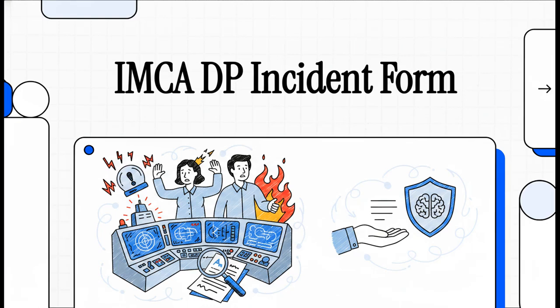Welcome. If you're a new dynamic positioning operator, or DP operator, you already know your job requires absolute, total concentration. But what happens when things go sideways? Suddenly, the bridge turns into a high-stress zone. Well, the secret to getting that control back actually lies in the IMCA Station Keeping Incident Form.